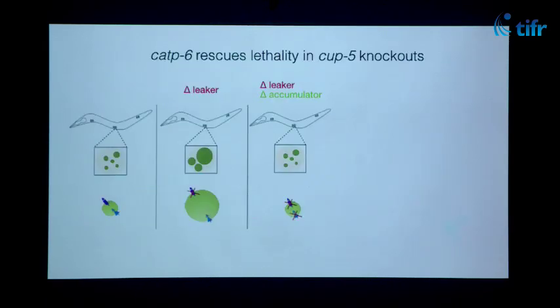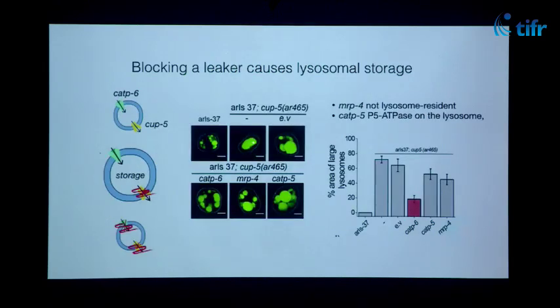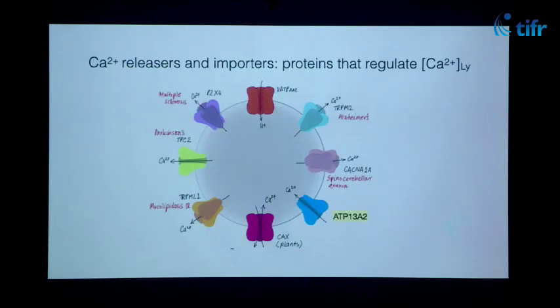And so what we showed was that your worms were alive. We showed that instead of huge lysosomes now, the lysosomes came back to a normal size. And we were also able to show that if you delete a leaker, calcium values increase. If you delete an accumulator, which is this CATP6, calcium values plummet. If you delete both, calcium values come back to normal. And so at 3 levels, this gene is doing the exact opposite function of CUP5, and that is, it's facilitating import. And so now the question is, what is this ATP13A2?